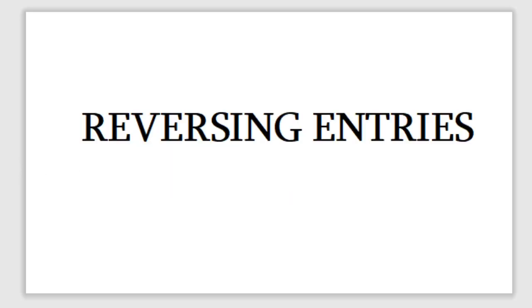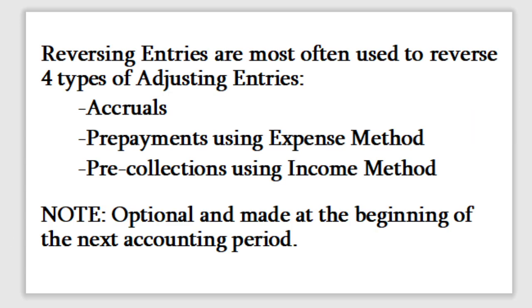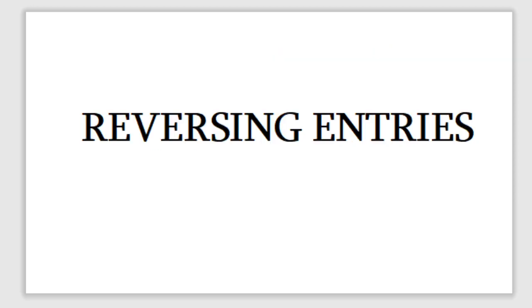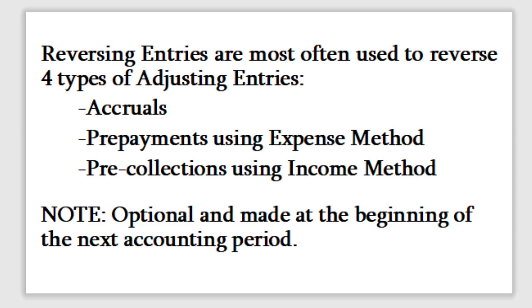Next step is the reversing entries. So, dito sa reversing entries, we have 4 types. So, before yan, reversing entries are done at the beginning of the next accounting period. Made at the beginning of the next accounting period. So, itong last step na ito, optional. Pwede siyang gawin, pwede din siyang hindi gawin.